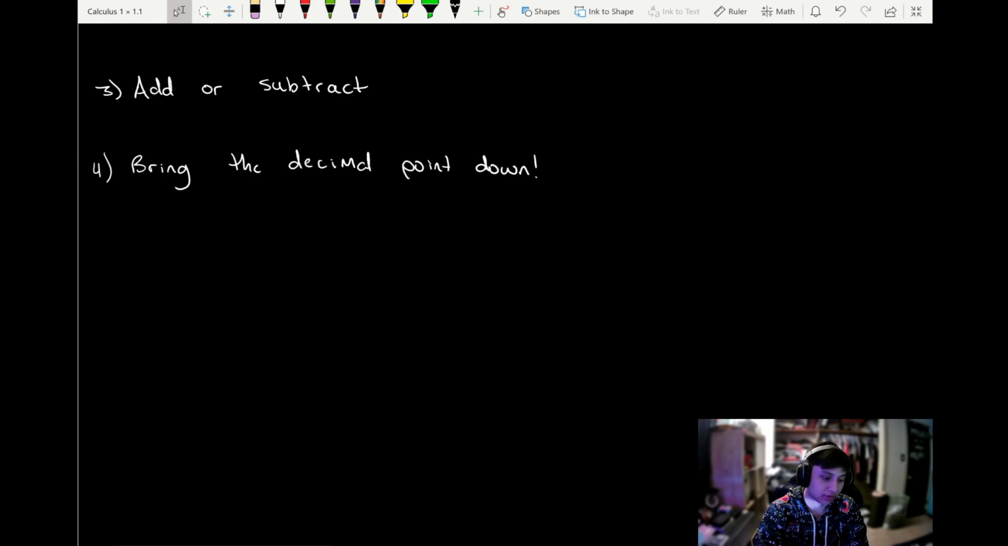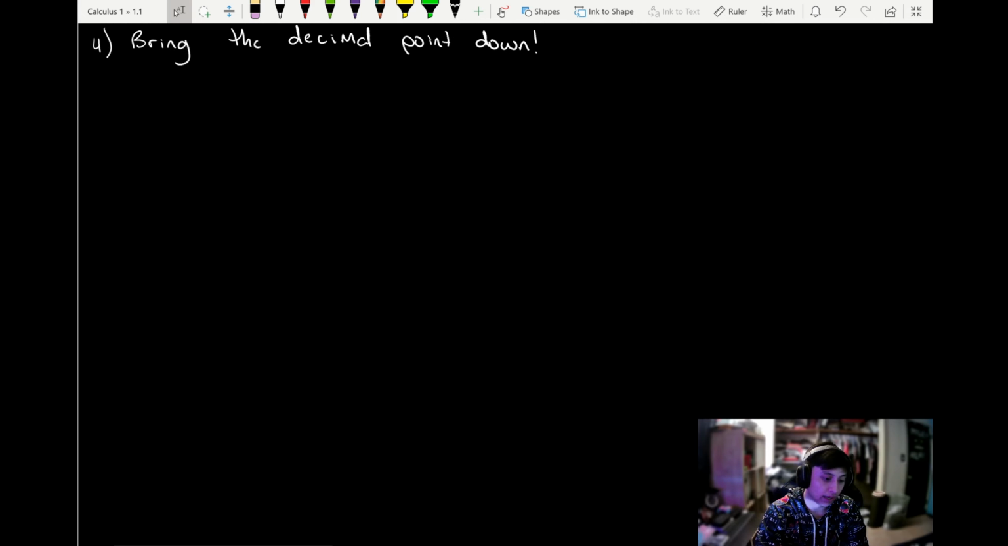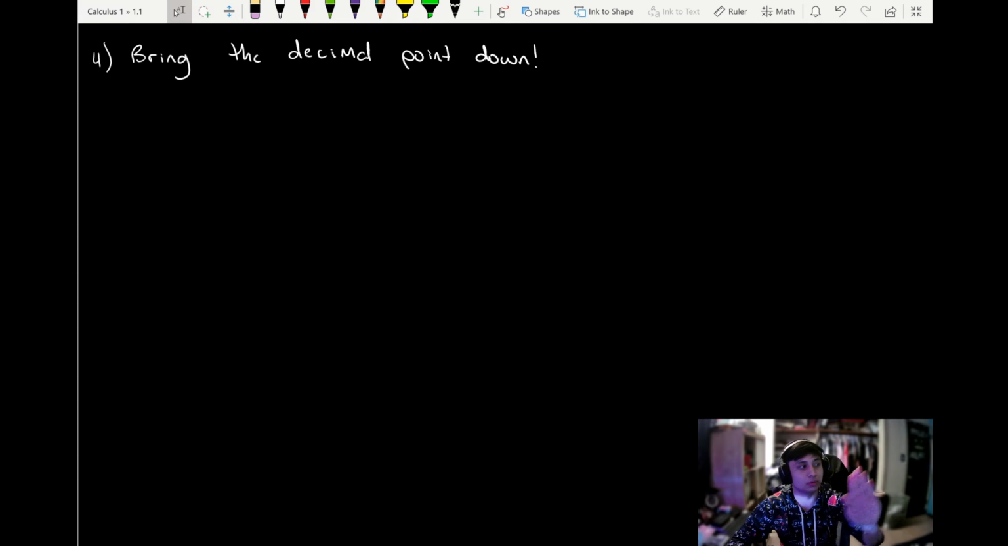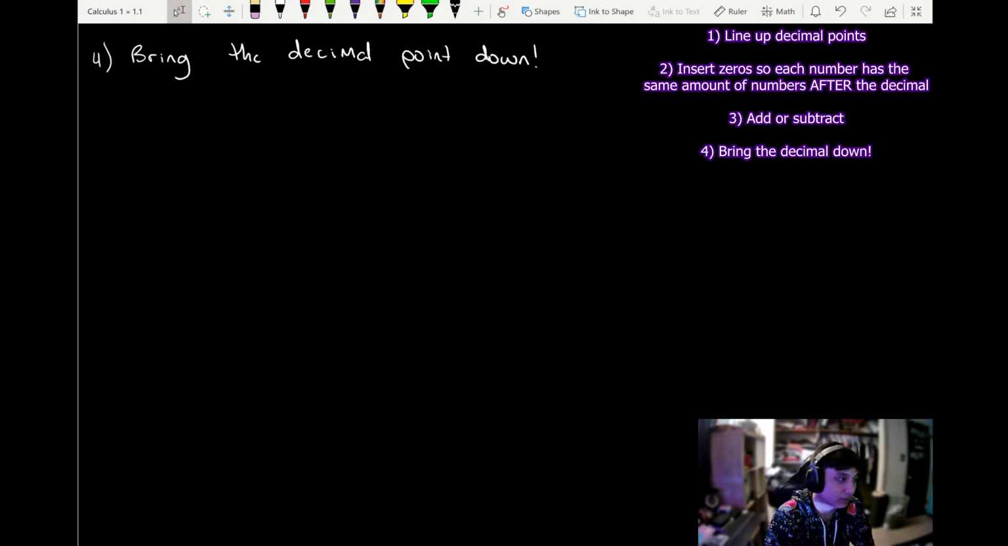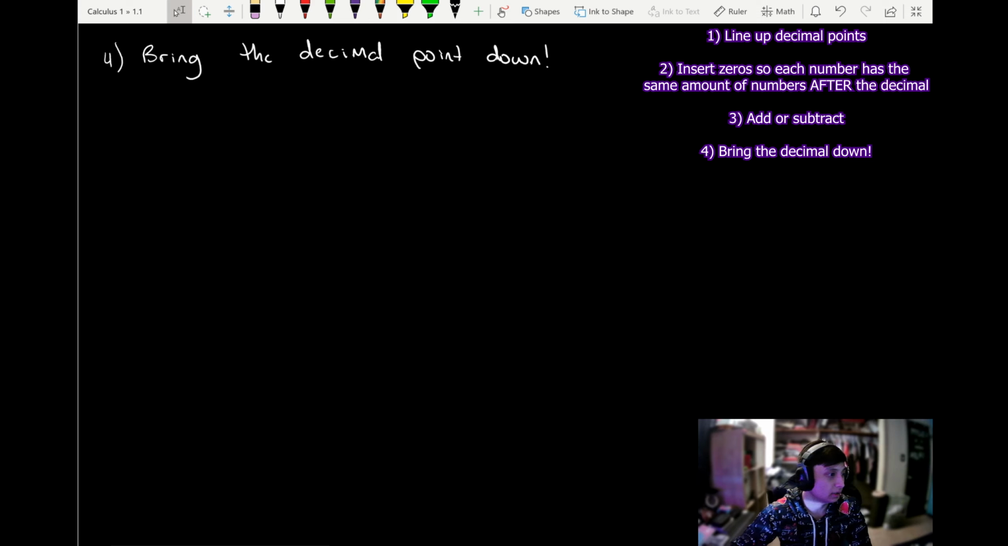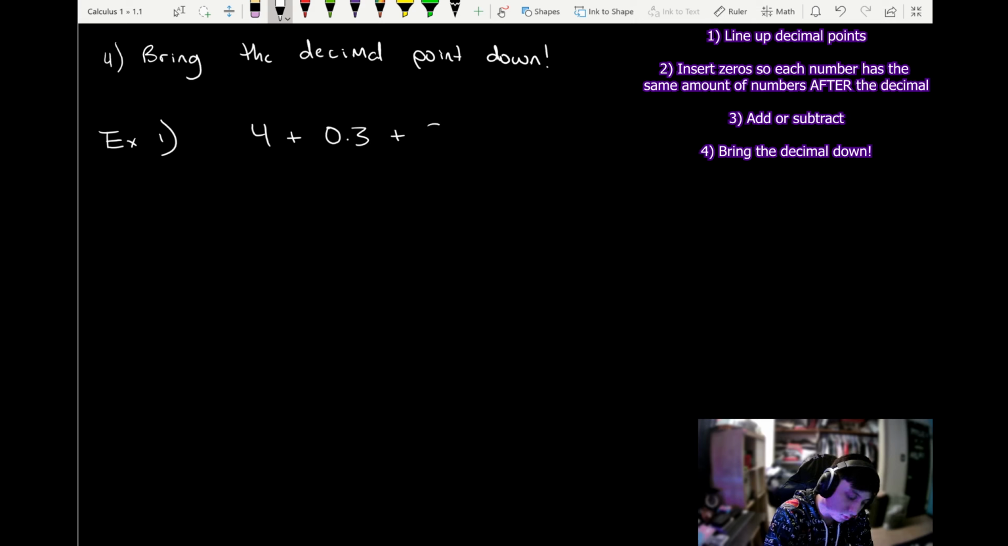So let's do the first example. I will move the rules into a corner or something. So let me pull up the example. The first example, right? Let's do example 1. Let's do 4 plus 0.3 plus 2.09, right? So it might look scary, but it's actually not.